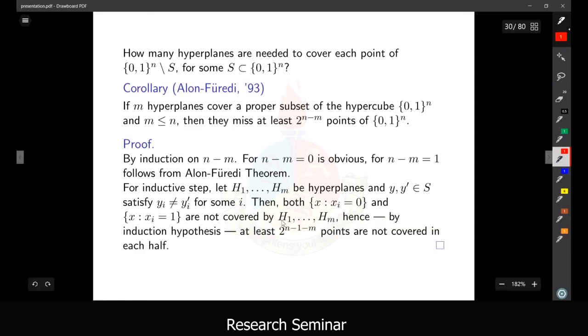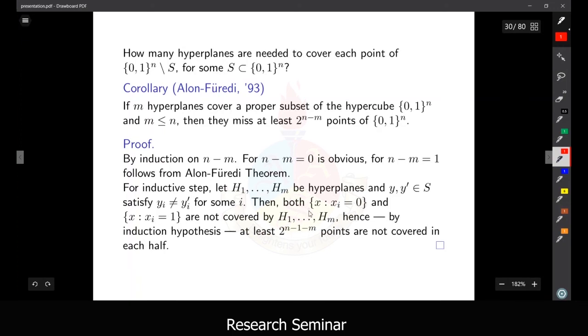So if I consider now 2 smaller hypercubes, one hypercube defined by the equation that the ith coordinate is equal to 0, and the second hypercube defined by the equation that the ith coordinate is equal to 1. And if I restrict our hyperplanes to those hypercubes by saying that the ith coordinate is equal to either 0 or 1, then both of those hypercubes are not covered by our hyperplanes. And we can now apply our induction hypothesis because the difference is now smaller. It is n minus 1 minus m.